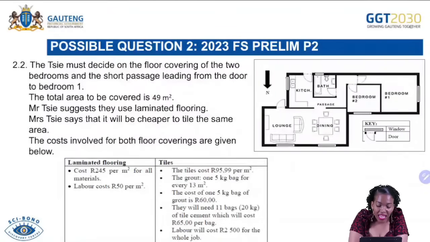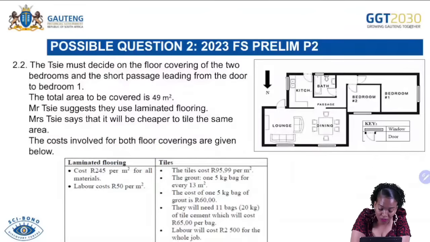Mr. Tie must decide on the floor covering of the 2 bedrooms and a short passage leading from the door to bedroom 1. The total area to be covered is 49 square meters. Mr. Tie suggests they use the laminated flooring. Mrs. Tie says that it will be cheaper to tile the same area. So they want to do the floor. So when they're doing their floor, they've got 2 options. The first option, they can put down tiles. The second option, they can put a laminated floor or laminated flooring.